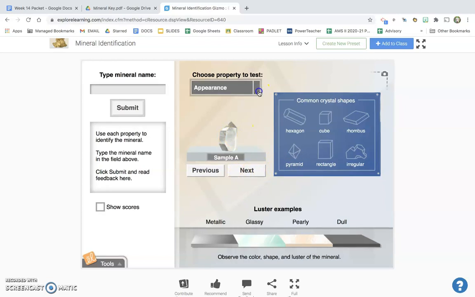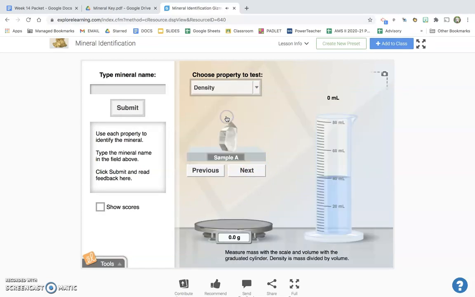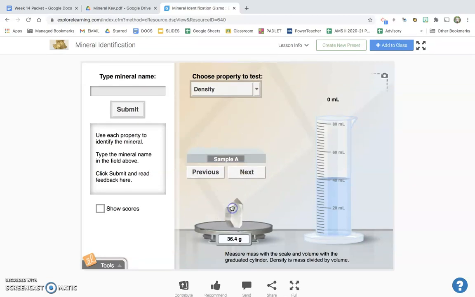Next, we are going to look at the density. So as you learned in Unit 1, density is the amount of mass in a given volume. So we need to measure the mass of this mineral, and that's 36.4 grams. And then we're going to measure its volume. So remember that number, 36.4, and we're going to now measure the volume by putting in this water, and we're going to look at how much the water is displaced. And it tells us up here. So the volume here is 14 milliliters.